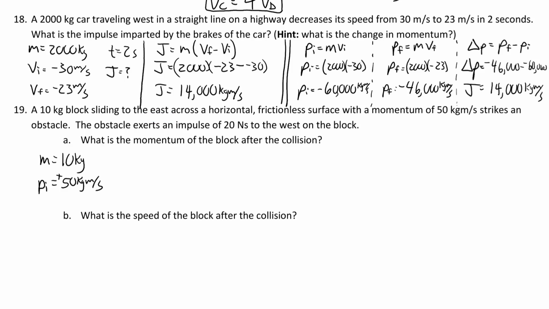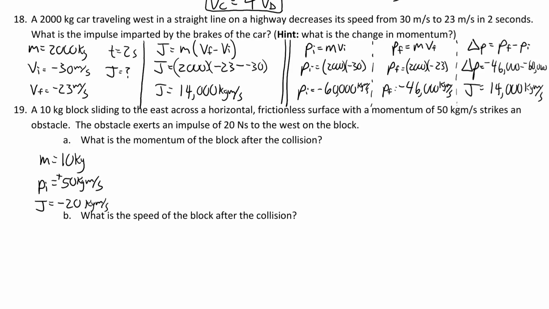But the impulse exerted is traveling to the west, and it's 20 Newton seconds. So this is negative 20 Newton seconds. You might have seen those units and been confused too. You could have written negative 20 kilogram meters per second, and you would not be marked incorrect. Those two units, Newton seconds and kilogram meters per second, are equivalent to each other. So if you're confused by that, please do not be confused.